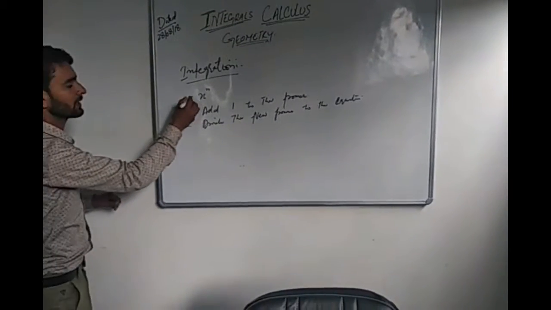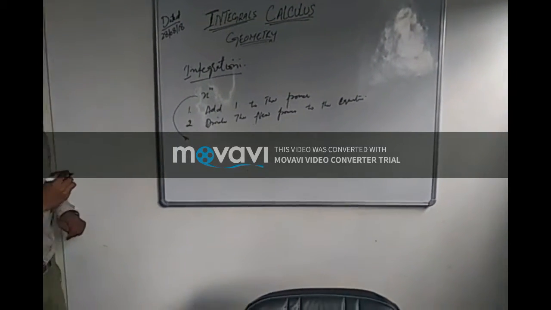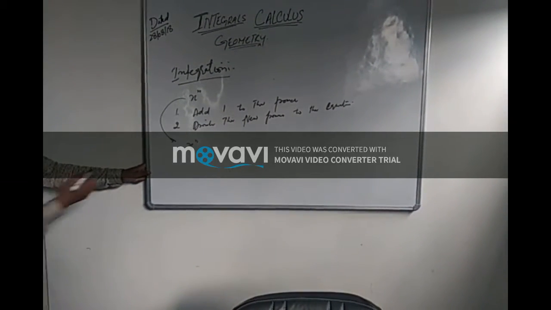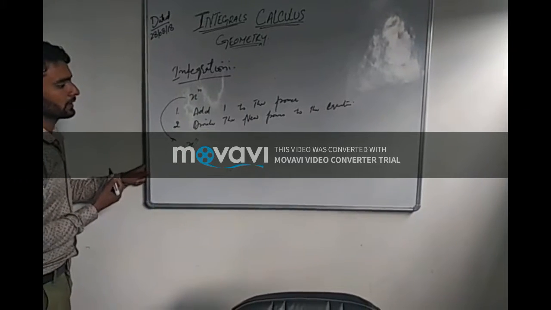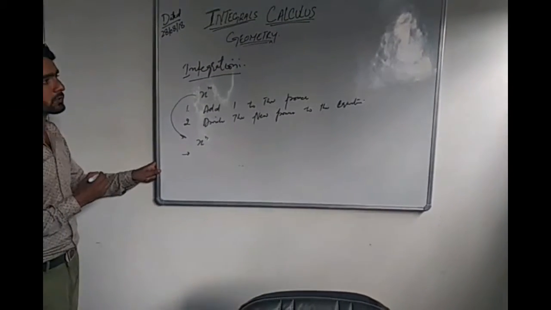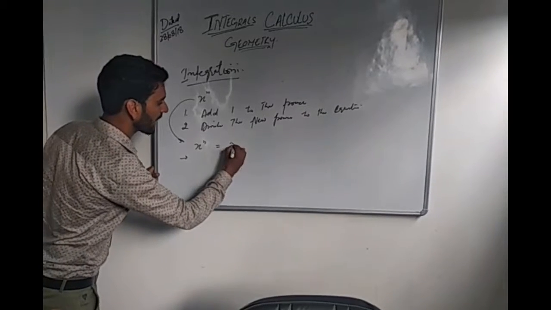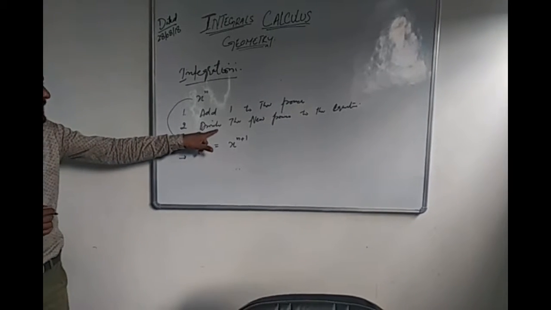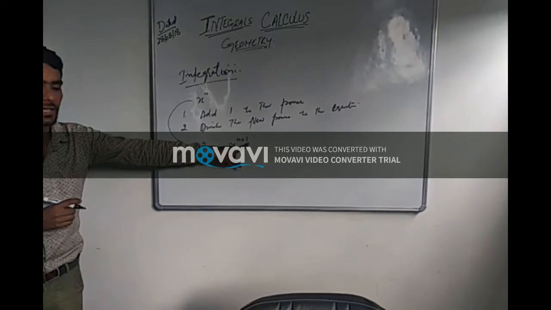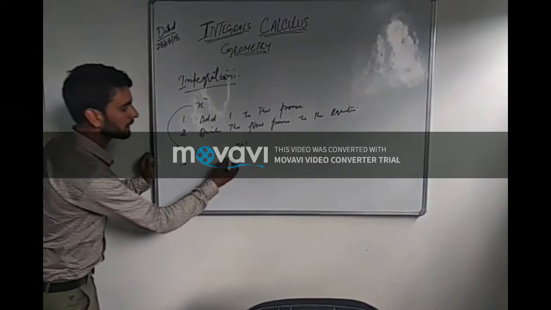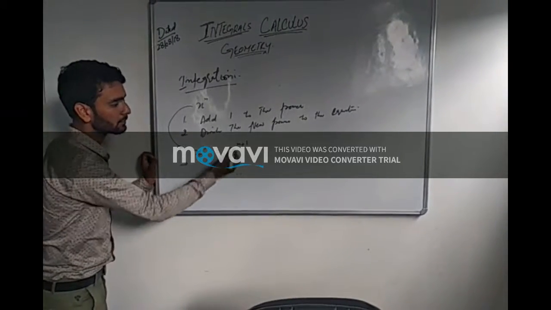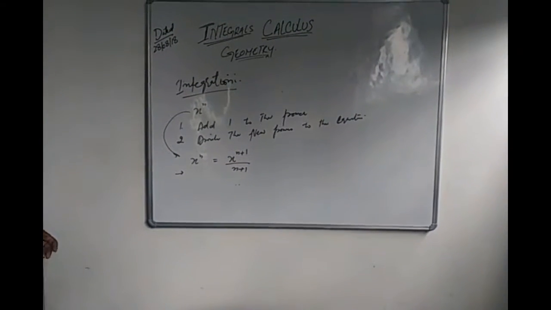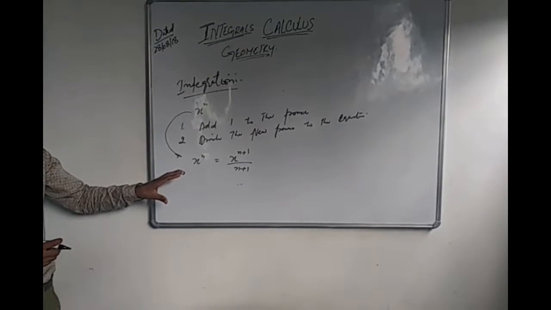For example, take the equation x raised to the power n. x is the variable and n is the power. If we follow the integration process, first add 1 to the power, which means x to the n plus 1. The second step is divide by this new power, n plus 1. It will be x to the power n plus 1, divided by n plus 1. This is the basic concept we deal with in integration.